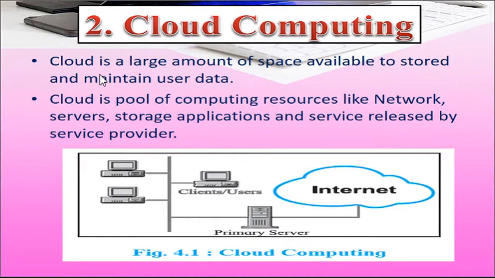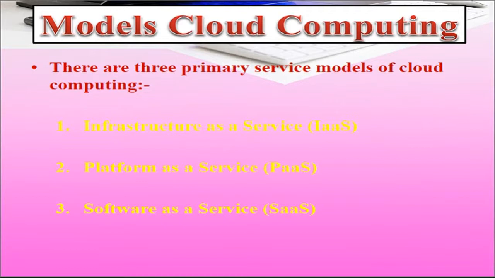So the client can access the cloud directly. Whatever data we want, we can save into the cloud. The cloud is the large amount of space available to store and maintain user data. If we have a large amount of data, we can place that data into the cloud, or access that data by using the cloud. So there are various types of cloud.